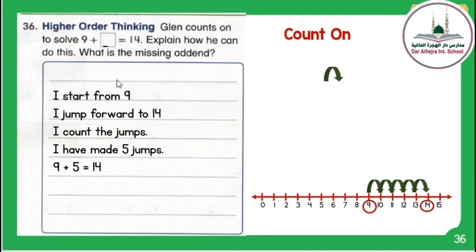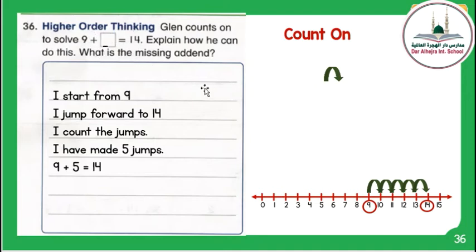Here they have given a problem which they are allowing us to use any of the strategies. Let's see here. Glenn counts on. Now we have to use a count on method here to solve 9 plus something equals 14. Then we have to explain how we can do this. What is the missing addend? So here is the missing addend we have to find out.